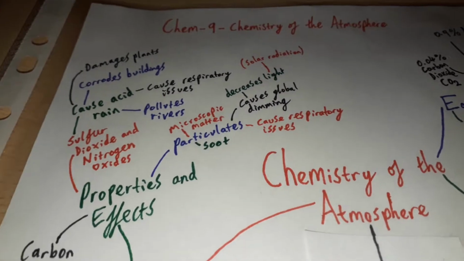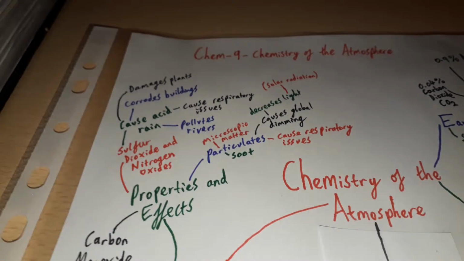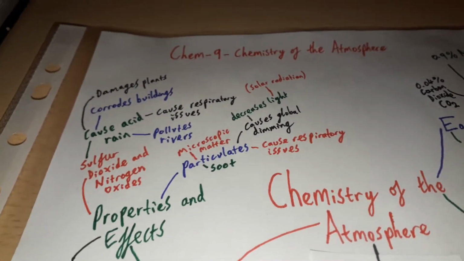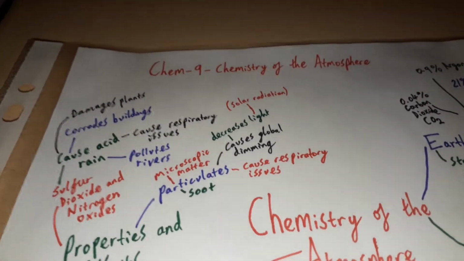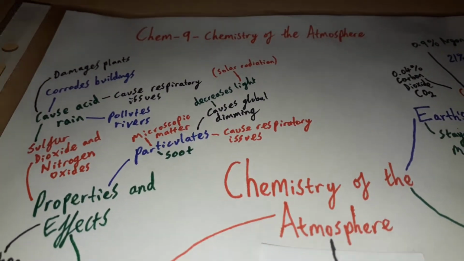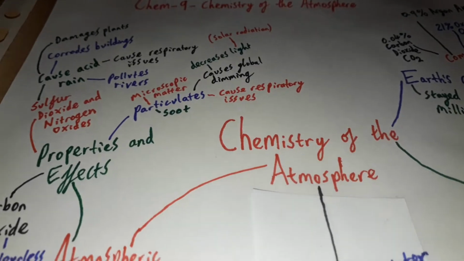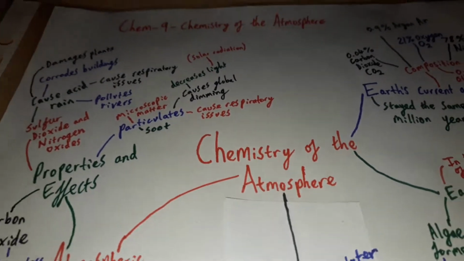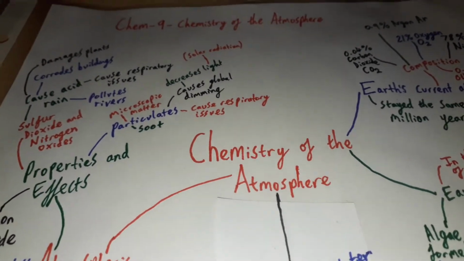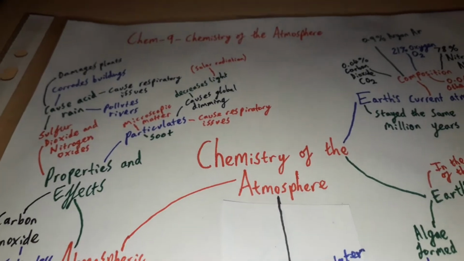Properties and effects of particulates. Particulates are like microscopic matter, like soot. It causes global dimming, which decreases the light by decreasing the solar radiation that can get into the planet by blocking it. And also it can cause respiratory issues, as if you think about it, these are like tiny little microscopic things, so if they get in your lungs, that can do some serious damage by blocking things if it builds up.